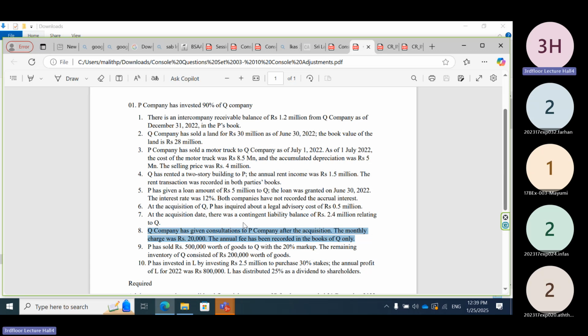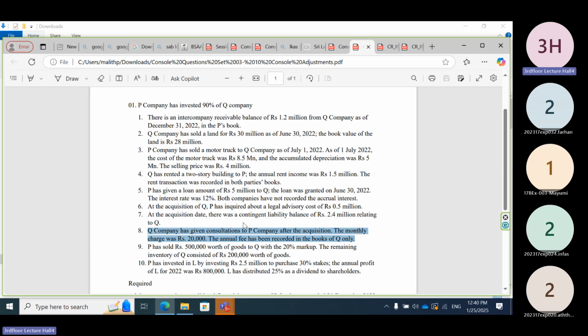How is the record made? Receivable from P, $240,000, and then expense 240,000. This is the entry they have done.